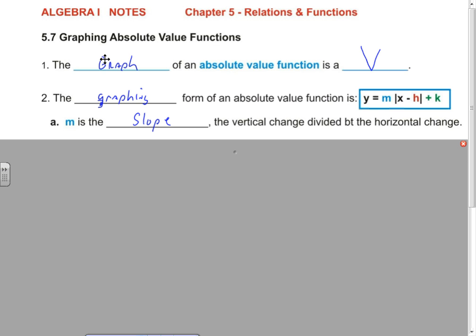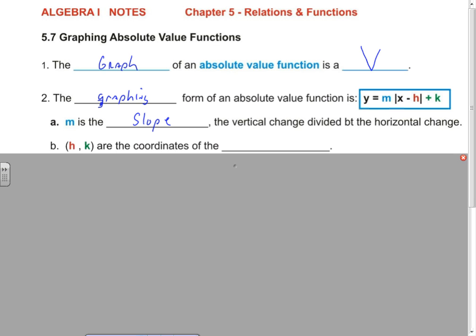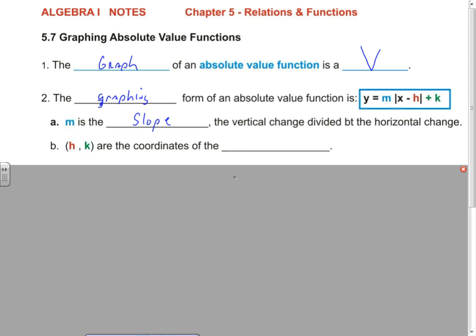So m is the slope. And what is it again? The vertical change over the horizontal change. We'll do more with that next chapter. I'll show you one aspect of it here. But b is very, very important, and it's really what you've got to be able to do. h and k are the coordinates of the vertex.